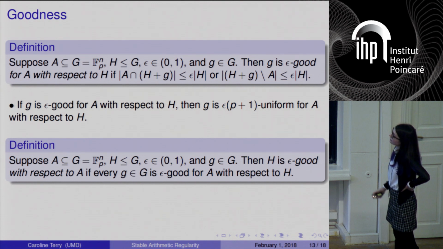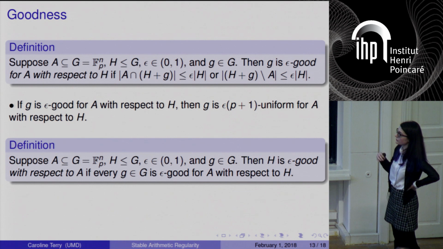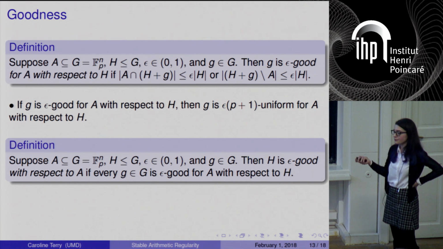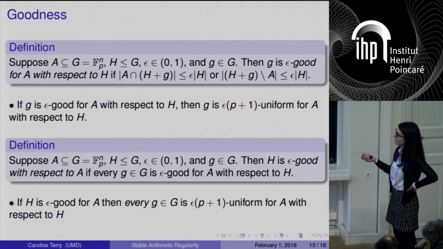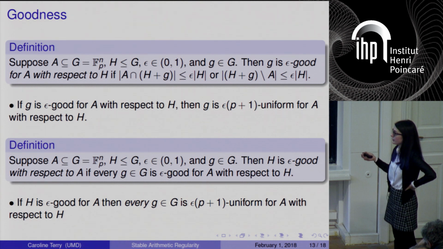Okay, and then I say that a subgroup H is epsilon good. Given a set A, a subgroup H and an epsilon, the subgroup H is epsilon good with respect to A if every g in G is epsilon good for A with respect to H. So if you get this really strong property about A intersecting every single coset of H, either trivially or in almost the whole coset, then I'll say the subgroup is epsilon good. Combining that with this observation, if H is epsilon good for A, then every g is epsilon p plus 1 uniform for A with respect to H.